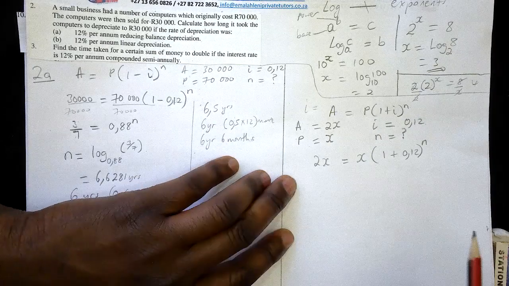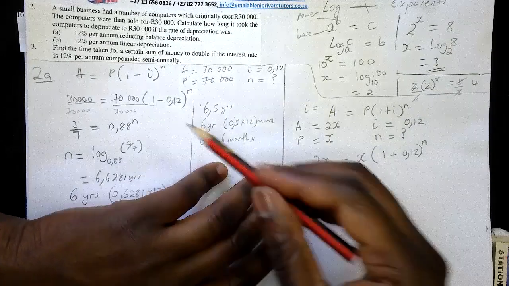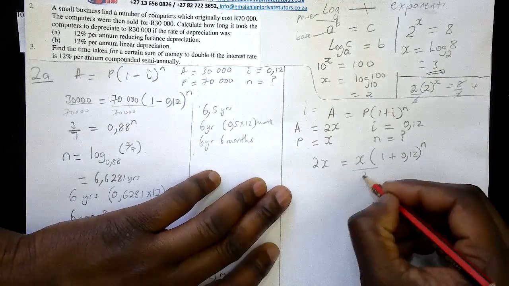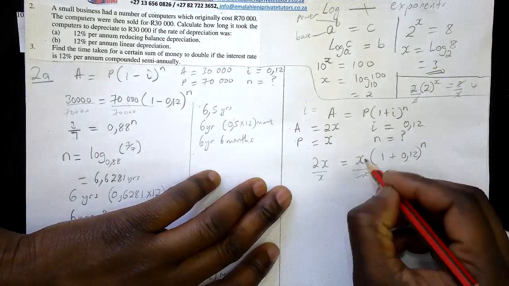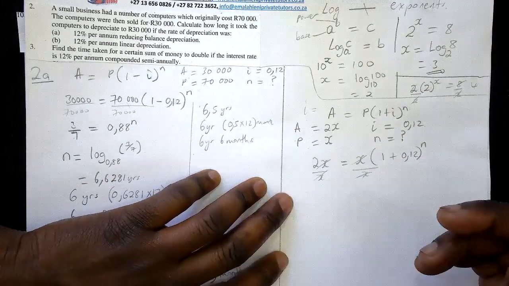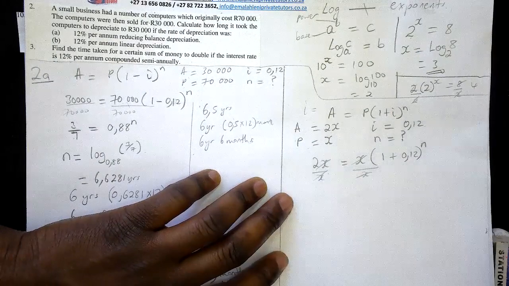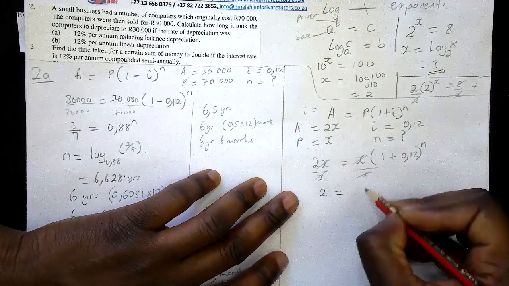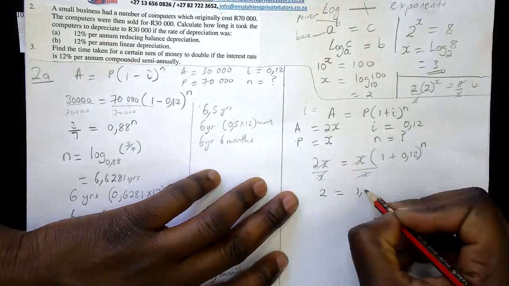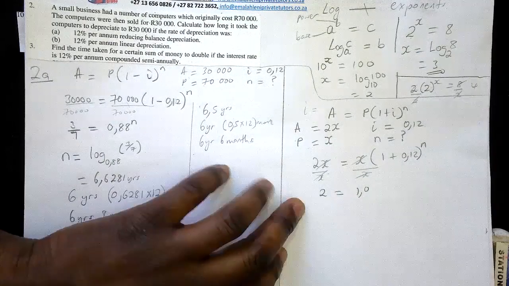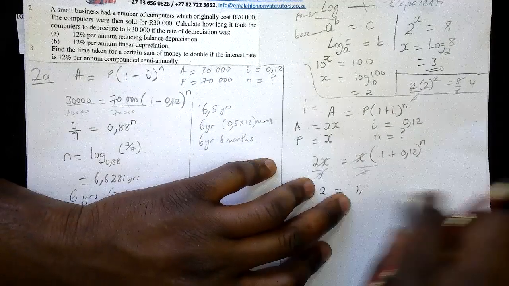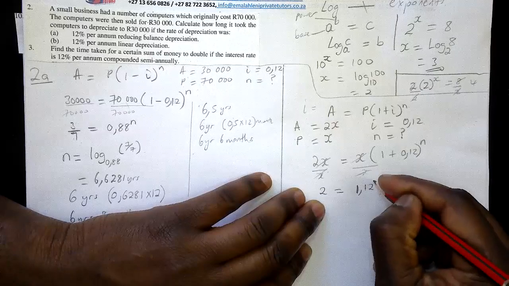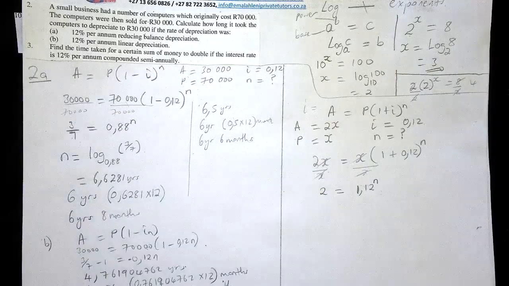Now, remember what we did previously, we divide with the P. So what do we divide with? We divide with x. Then x cancels, we are done with x, we no longer worry about x. So 2 is equal to 1.12 to the power of n, like that. 1.12 to the power of n.